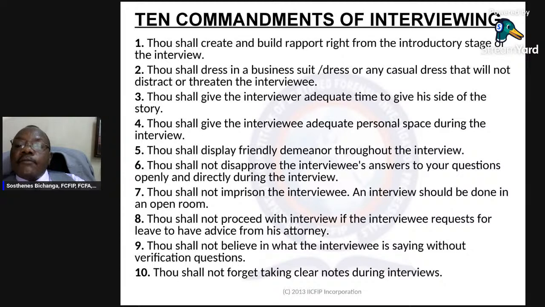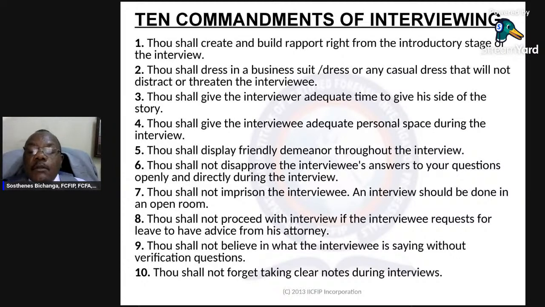During the interview, you might find that the witness is lying to you. Do not tell him or her that he is lying to you. Do not even shake your head in disapproval. Do not indicate anything that will show the interviewee that you are disapproving the answers he or she is giving you. Because if you do that, then you have a problem. The interviewee will sort of block, and therefore you will not get the full information, whether deception or the truth.